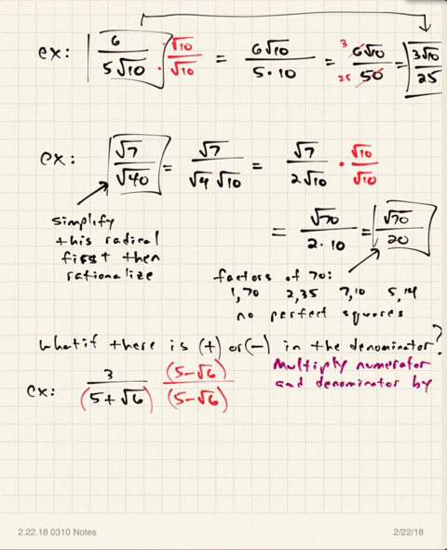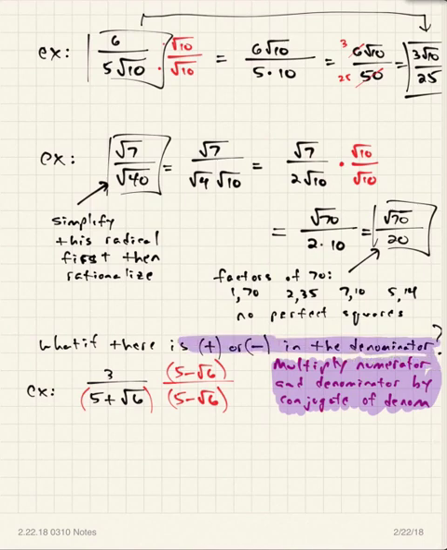By the conjugate of the denominator. Let's go ahead and highlight that. All right, that's the answer to that question as far as rationalizing goes. And when I say that question, I'm talking about this question right here.